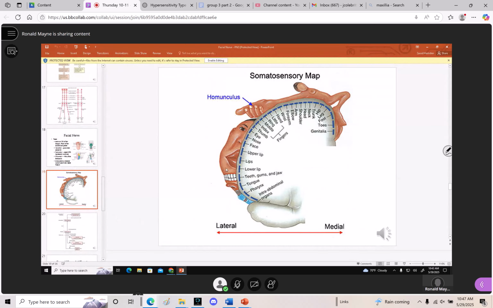This is a homunculus. I sort of mentioned this earlier. Lower body, feet is in the longitudinal fissure. Head and neck stuff tend to go toward the lateral fissure. So upside down person.